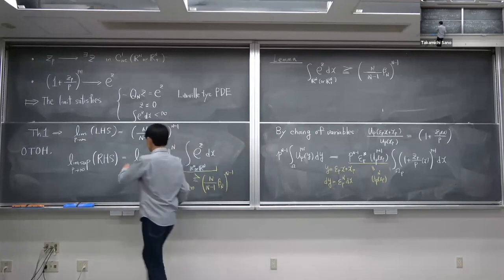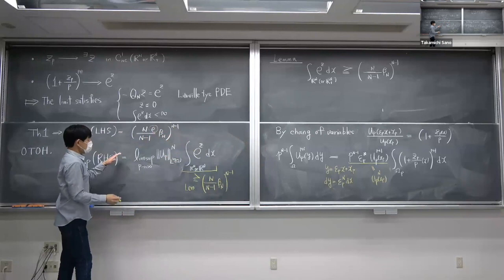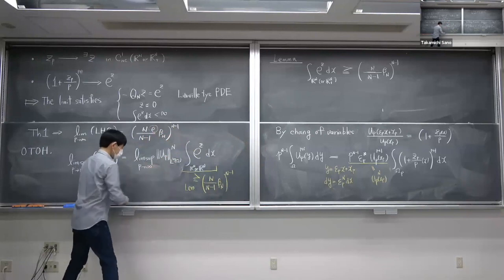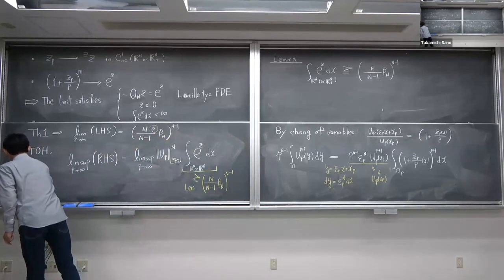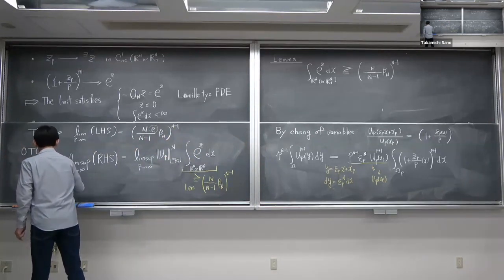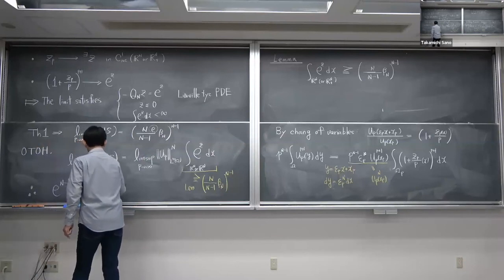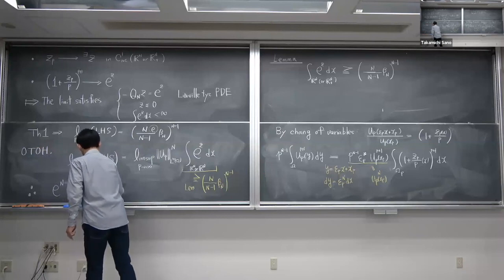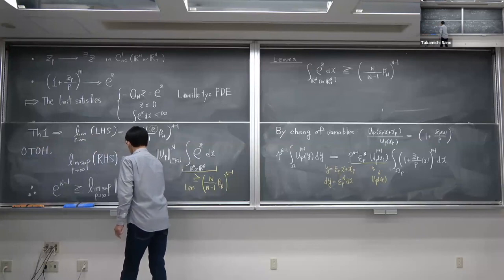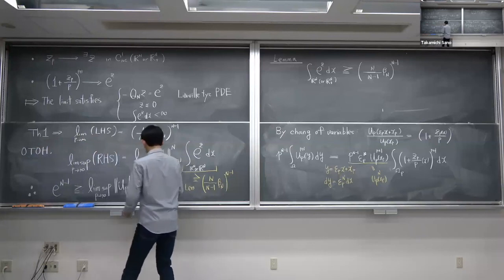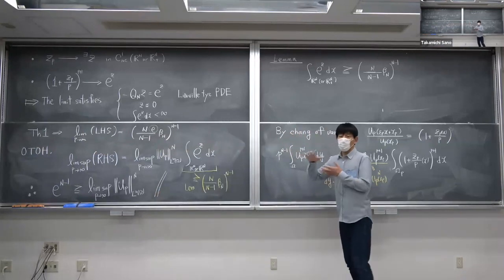Therefore, this e β_n^(n-1) bounds this. That's why we get e β_n^(n-1) greater than or equal to the limsup of ||u_p||_∞^n. This is the end of this part of the proof.